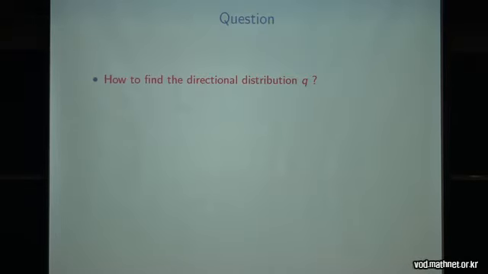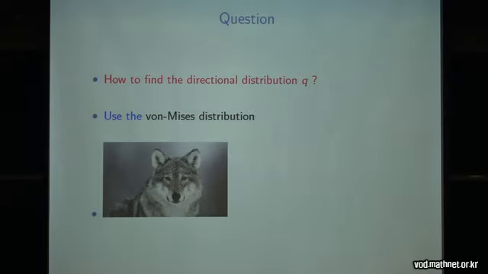Okay. So the question is how to find the directional distribution Q in a given situation. And the answer is we use a von Mises distribution. To introduce a von Mises distribution, it is now good to talk about wolves. So let's detour to the wolf and then come back to the cancer cells later.